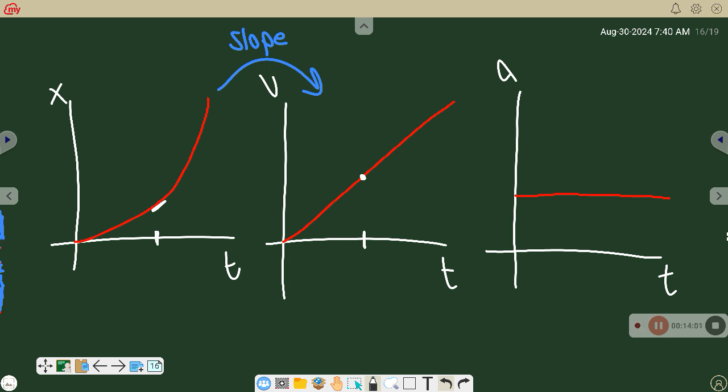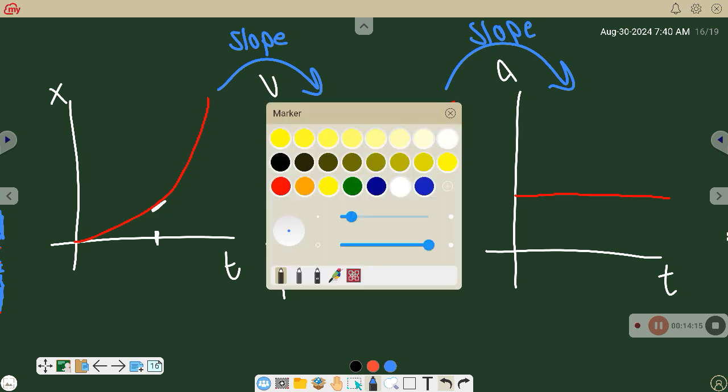And we can take another step up the ladder. We can say, how do we get from velocity versus time to acceleration versus time? It's the same way. It's slope again. We look at the slope of our velocity versus time graph. That gives us the y values of the acceleration versus time graph.